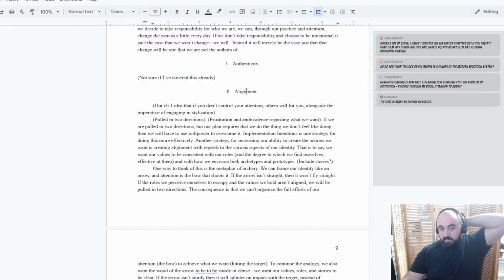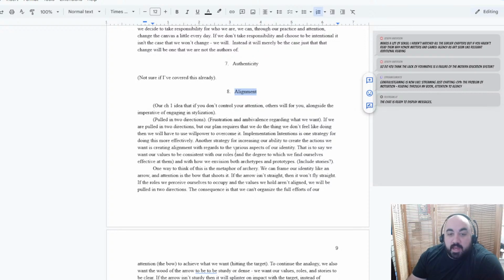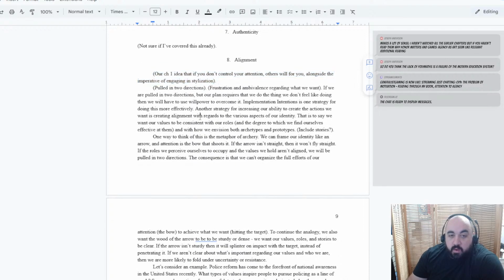Okay, so alignment. Our chapter 1 idea is that if you don't control your attention, others will for you, alongside the imperative of engaging in stylization. We are pulled in two directions here. There's frustration and ambivalence regarding what we want. If we are pulled in two directions, but our plan requires us to do the thing that we don't feel like doing, then we will have to use willpower to overcome it. Implementation intentions is one strategy for doing this more effectively.